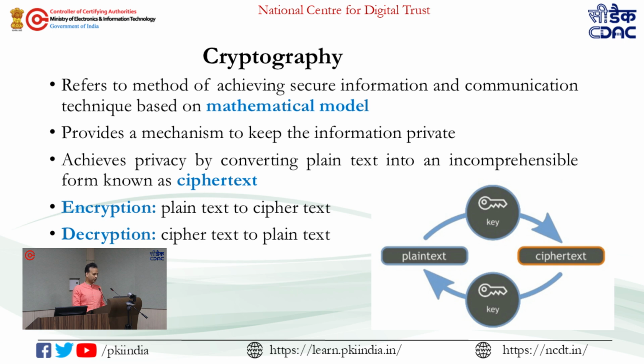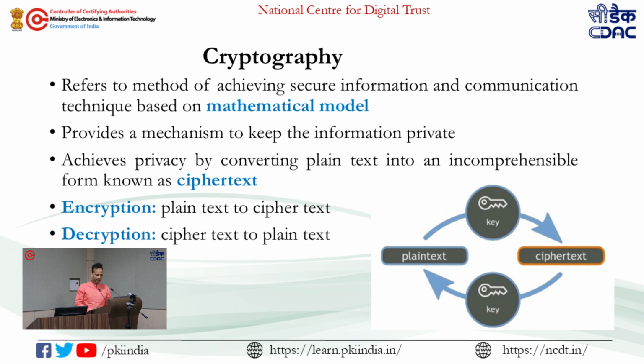This achieves privacy by converting your normal text into a ciphertext, which is not readable by a normal person. The process of converting plain text to ciphertext is called encryption, and the reverse, the decryption part, is from the ciphertext to the plain text. For example, I will convert a message to ciphertext and send it to a person, and only that person can open it and see the content.